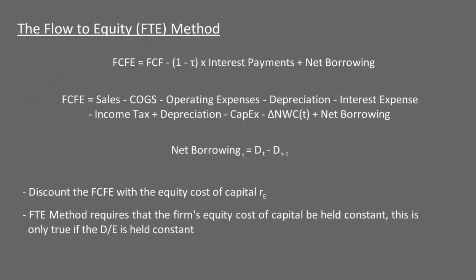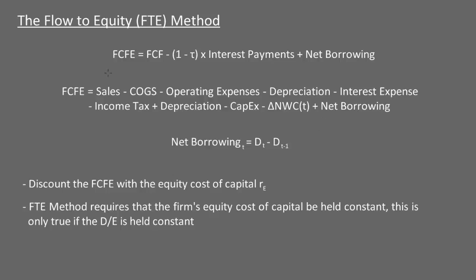Now, the final method we'll discuss today is the flow to equity method. The flow to equity method uses free cash flow to equity. Now the free cash flow to equity is simply your free cash flow minus your after-tax interest payments plus net borrowing. And it can be written out in a longer form by examining an income statement. So you can take sales minus cost of goods sold minus your operating expenses minus depreciation minus interest expense minus income tax plus depreciation minus your capex minus your change in net working capital plus net borrowing. Now net borrowing is simply your debt at time t minus your debt at time t minus 1.